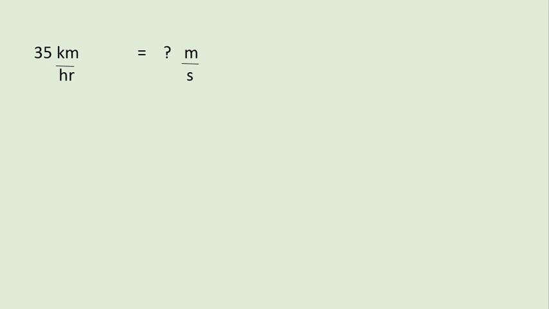So let's look at one rate that we use an awful lot in class, and that is the rate of speed. So for example, here we have 35 kilometers per hour, and we want to convert that speed into meters per second. The speed itself is not changing, it's just being expressed in a different measurement of speed. So we need to convert the kilometers to meters and the hours to seconds.